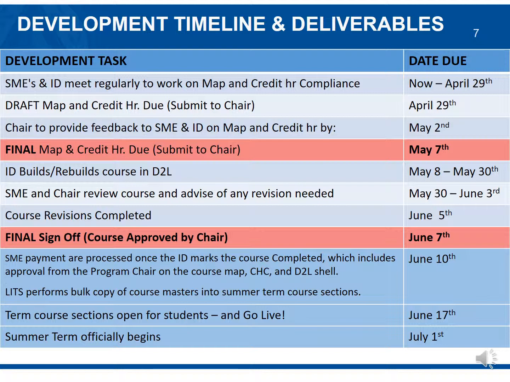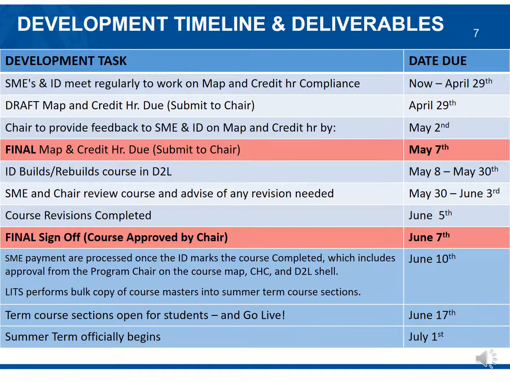Development timeline and deliverables. So here is the term-specific timeline with due dates. Right now, through April 29th, the SME and IDs will continue to meet regularly and work on the course map and credit hour compliance. A draft of the course map and credit hour compliance is due to be submitted to the chair on April 29th. Then the chair will provide feedback to the SME and ID on the map and credit hour by May 2nd. Final course maps and credit hour compliance are due to be submitted to the chair on May 7th. Please note that changes cannot be made to the course map after May 7th.